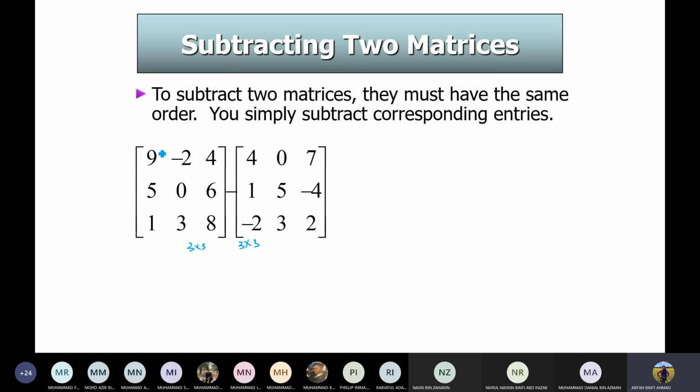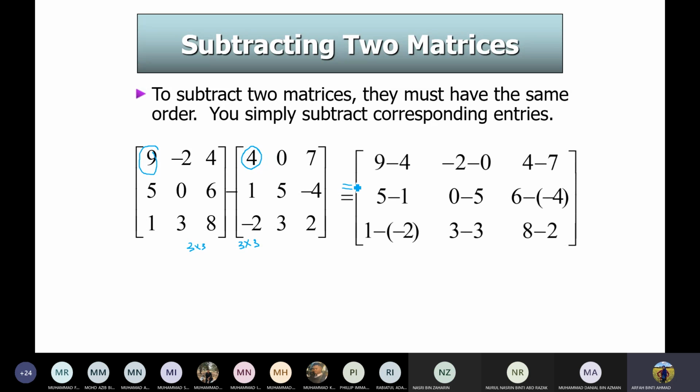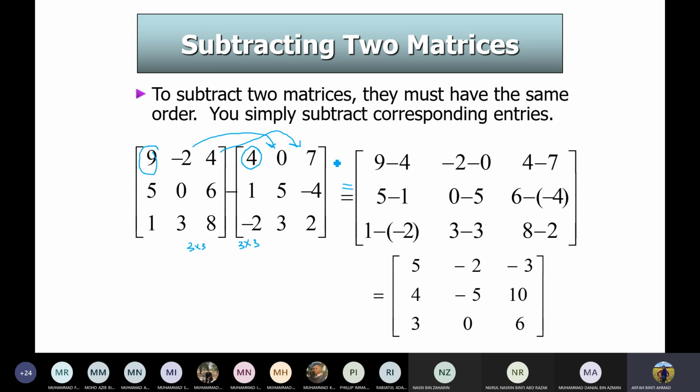So for this example, the first element is 9 minus the first element in the first column and first row of the second matrix, which is 4. So minus directly, 9 tolak 4, negatif 2 tolak yang ini, and then 4 tolak 7. Okay. So awak akan dapat jawapan dia 5, 4, 3, 5, negatif 2, negatif 3 for the first row, and then second row you will have 4, minus 5 and 10, and the third row will be 3, 0 and 6. So this is the subtraction of two matrices. Clear?